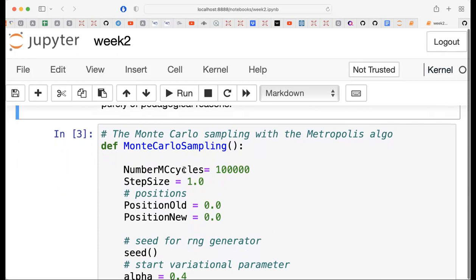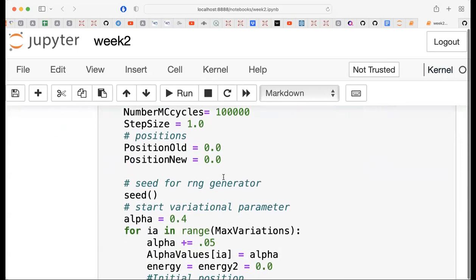So I'm running now a calculation of 100,000 Monte Carlo cycles. I'm defining a step size. This is how I'm letting my random walker jump in space. You could think of this as 100,000 random walkers, or just as 100,000 steps I'm making in my integration of my approximation to the integral. I'm setting the old position and the new position. I'm just setting up an array here.